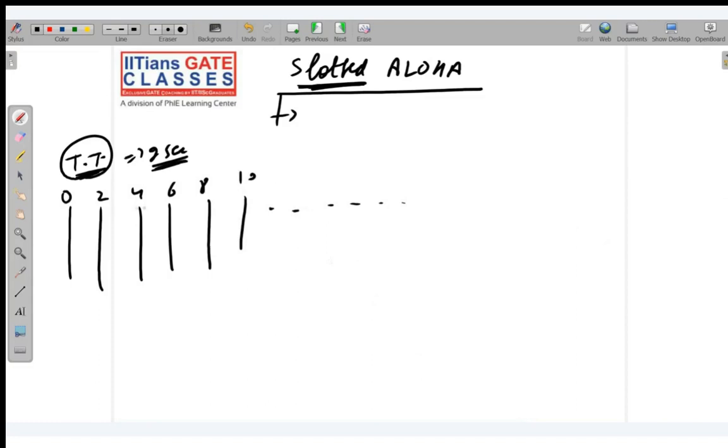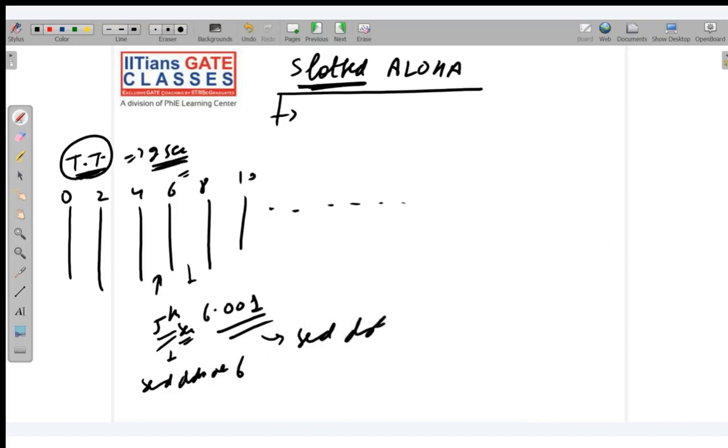Now if a station wants to send data at the 5th second, it will wait till the beginning of the next slot, that is 6. So it will send data at 6. If a station wants to send data at 6.001, even then it will wait till the beginning of the next slot, that is 8. So if a station wants to send data at 5th second, it will send at 6. If it wants to send at 6.001, it will send at the 8th second. Are you getting it? That is the basic meaning of slotted ALOHA.